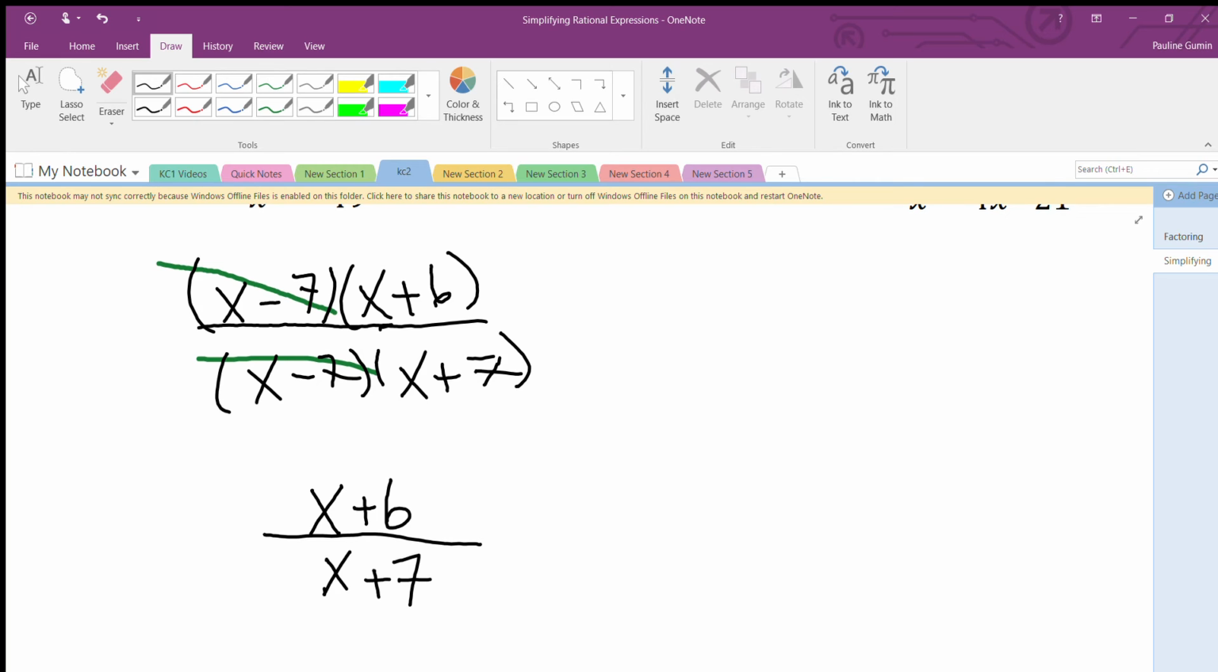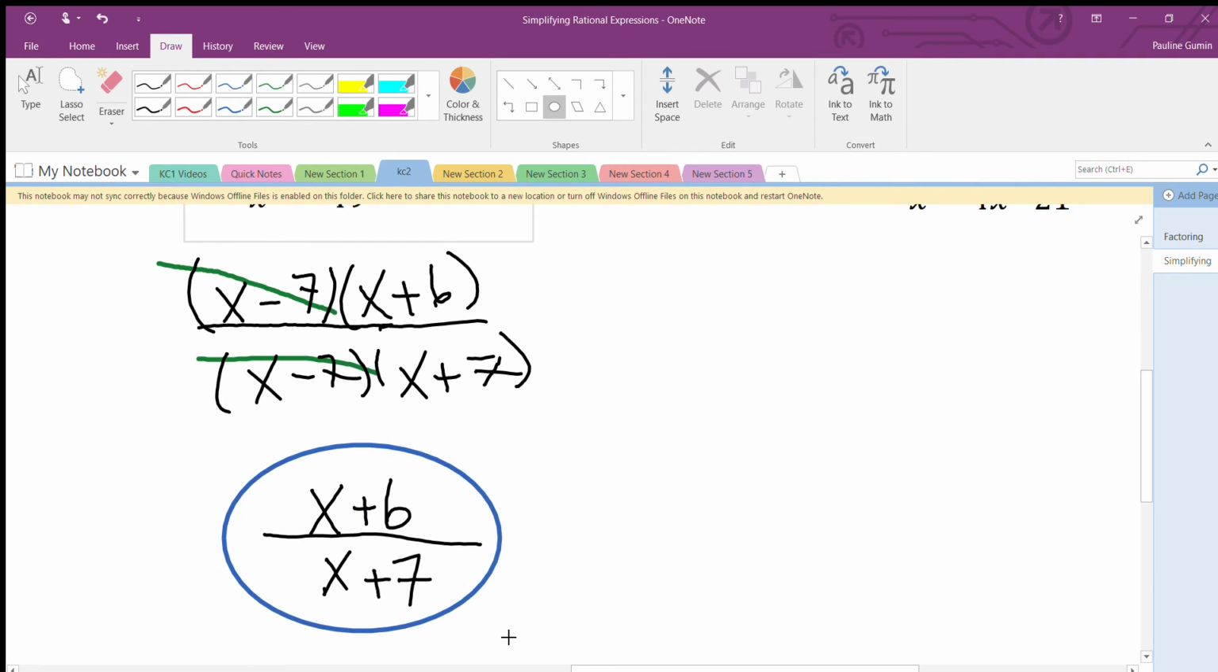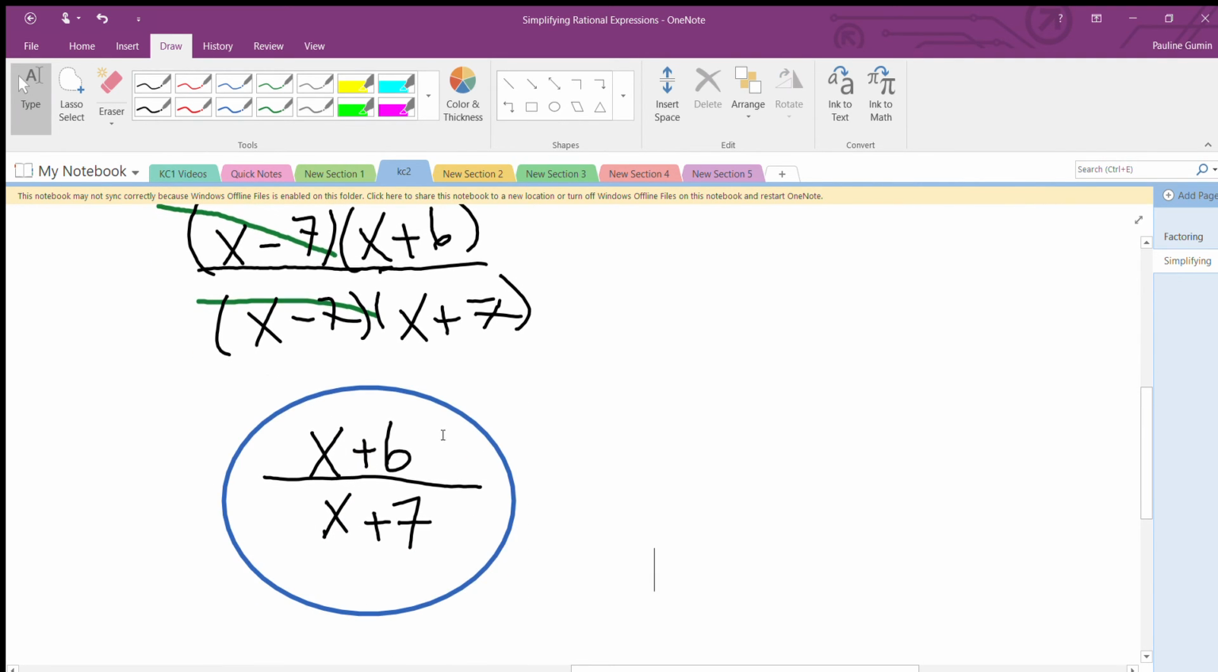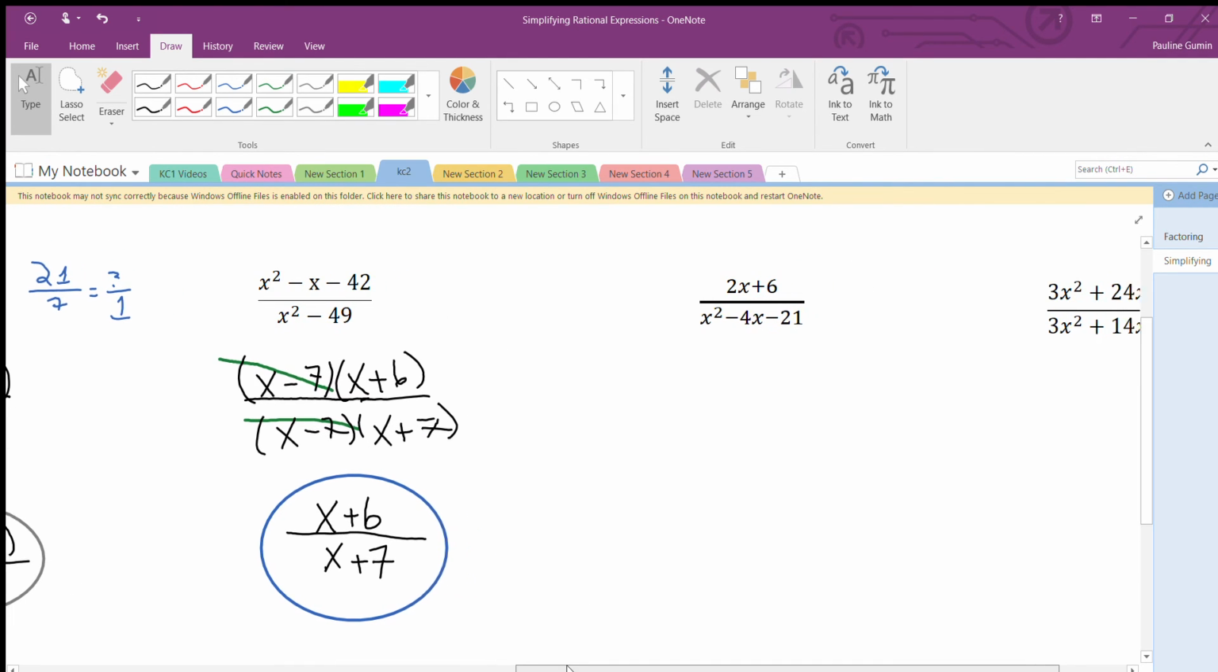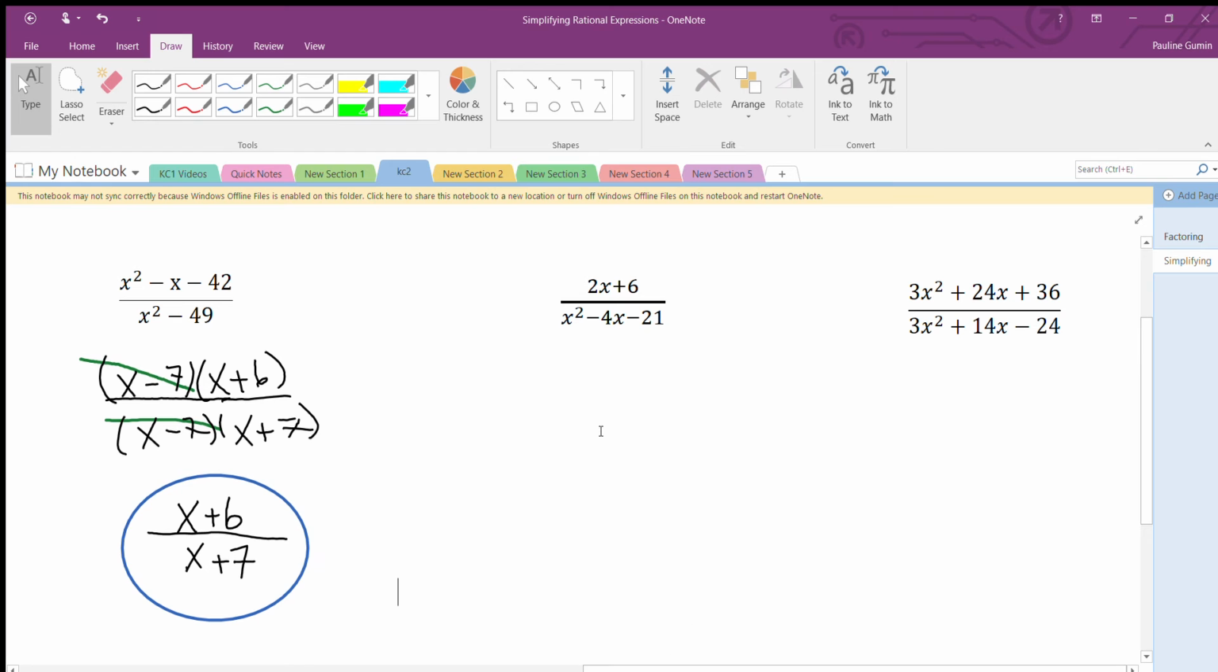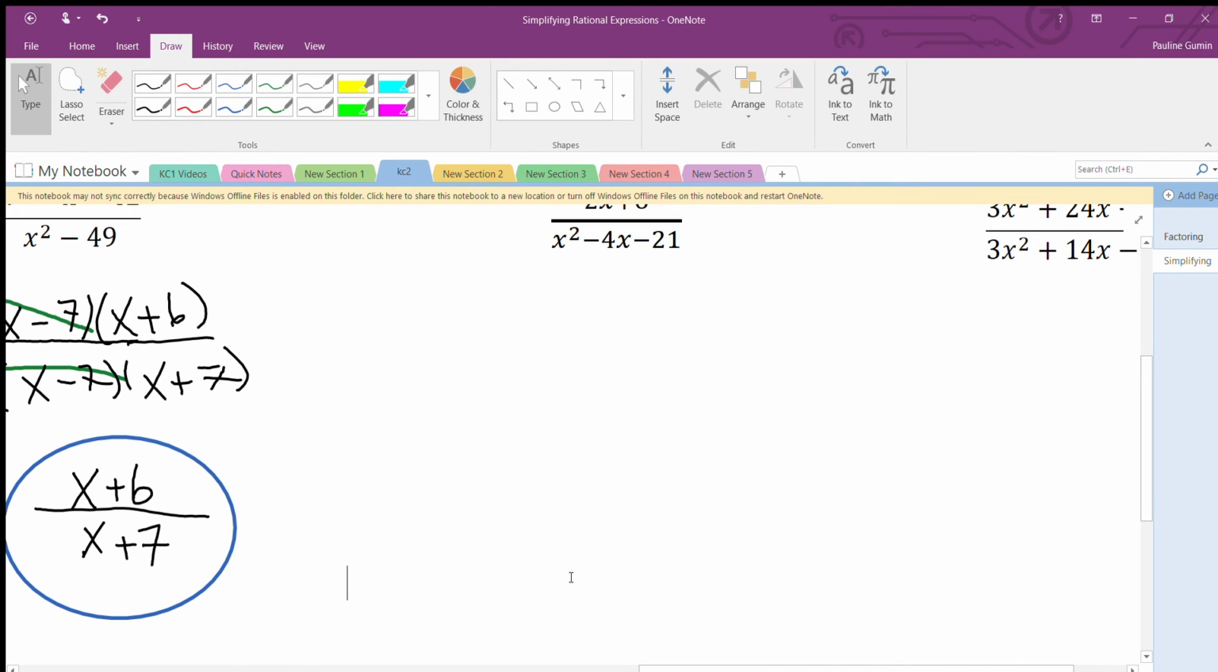As tempting as it is to cross those x's off, we cannot. They are both attached to something else. The top's attached to plus 6, the bottom to the plus 7. Okay, let's check this one out.